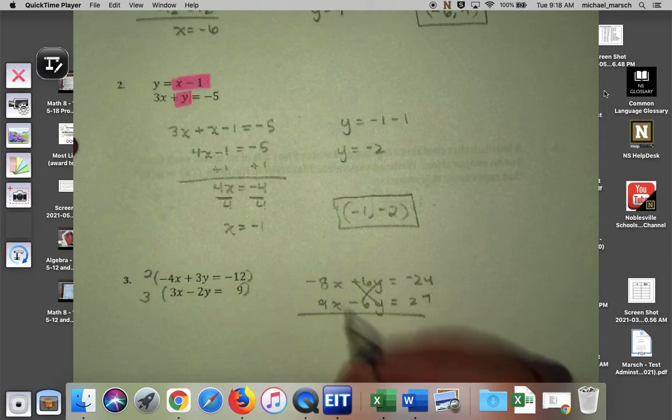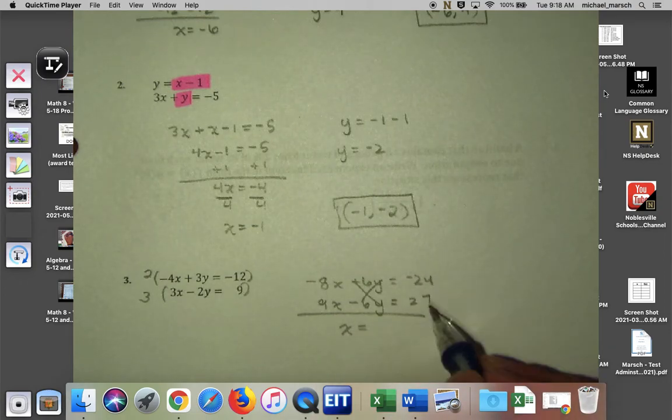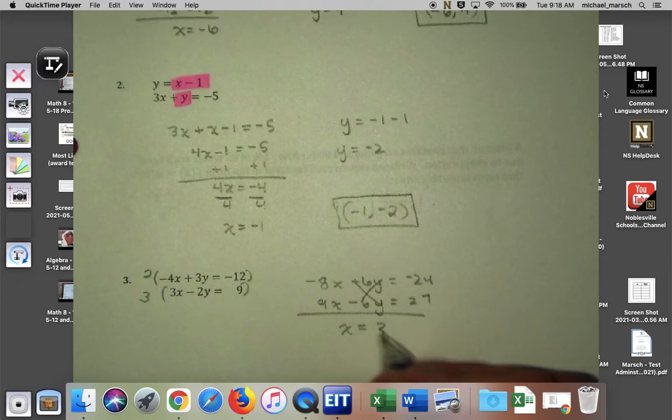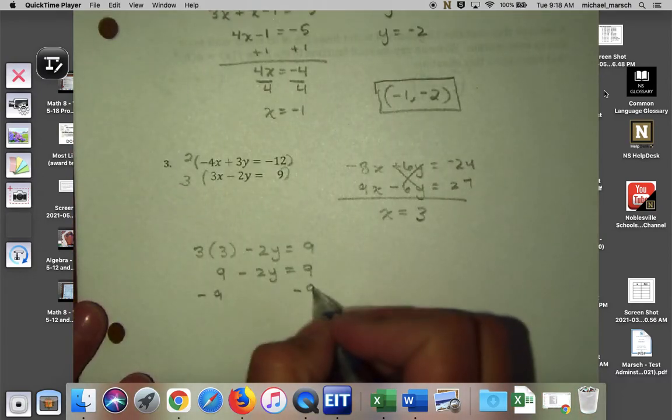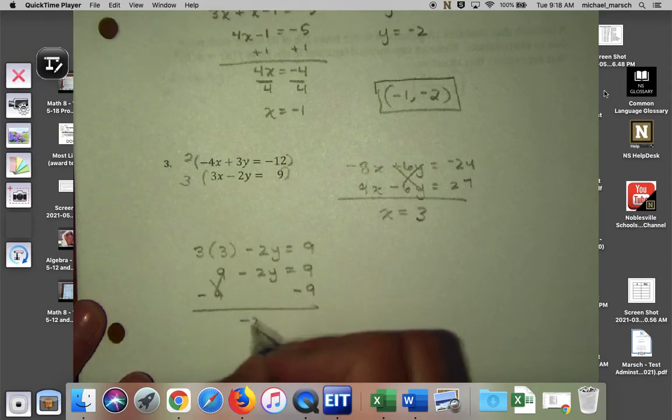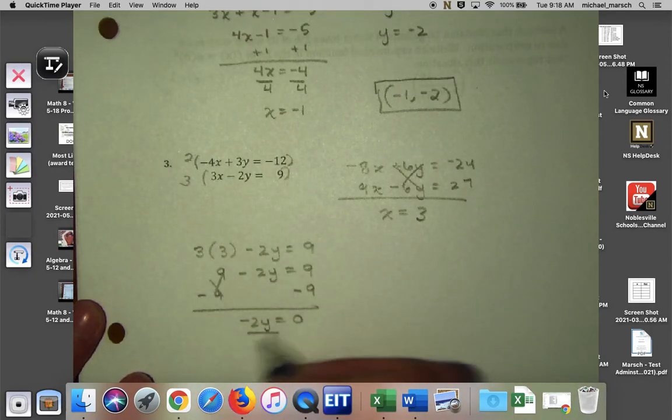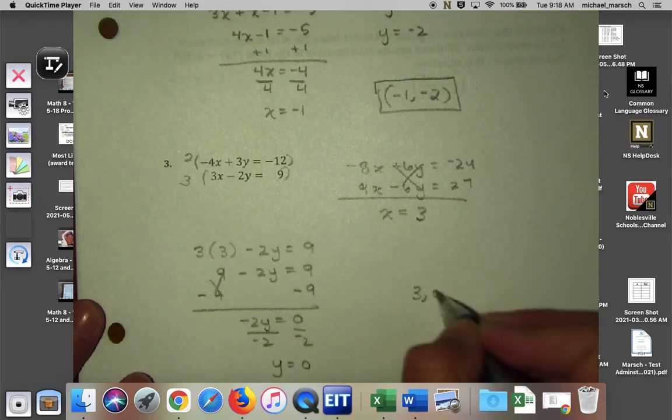Negative 8x plus 9x is just x. Negative 24 plus 27 is 3. So I know x equals 3. So now I'm going to take that and put it back into either of these equations. So I'm going to do 3 times 3 minus 2y equals 9. 9 minus 2y equals 9. Subtract 9 from both sides. I'm going to get negative 2y equals 0. When I divide by negative 2, I just get y equals 0. So my ordered pair here is 3, 0.